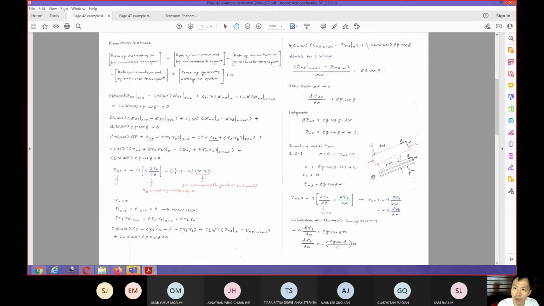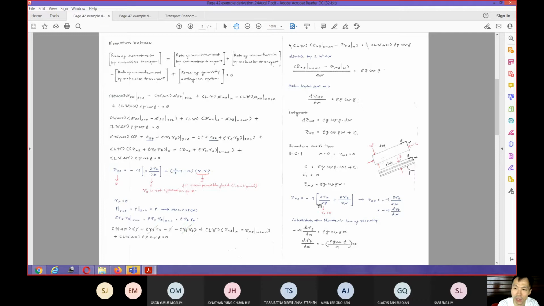Okay, when I'm talking about this tau xz, that means the velocity is in the z direction, the momentum is in the z direction, but the momentum transport is in the x direction. Okay, so this is consistent with your pictorial view of your system. The film is moving down in the z direction, but the transport of the velocity is in the x direction. So that is very important for you to iterate again.